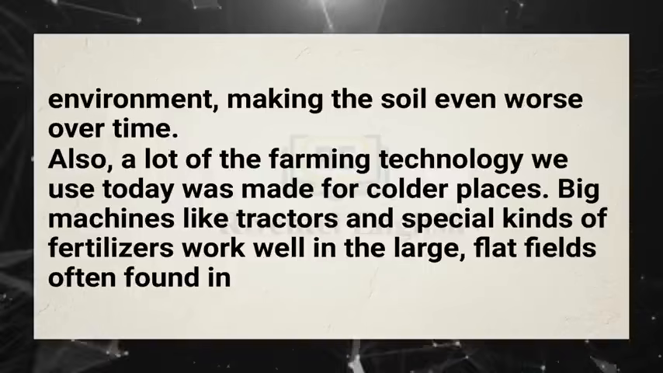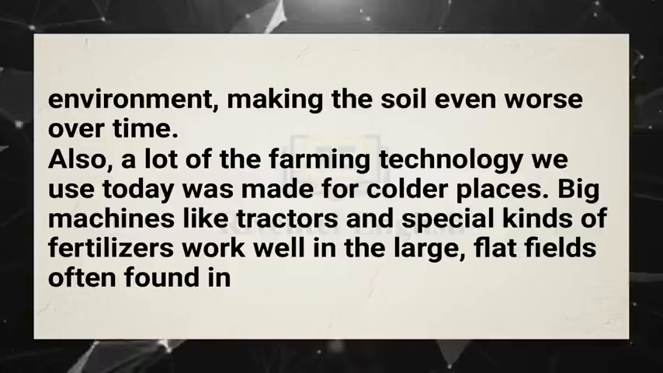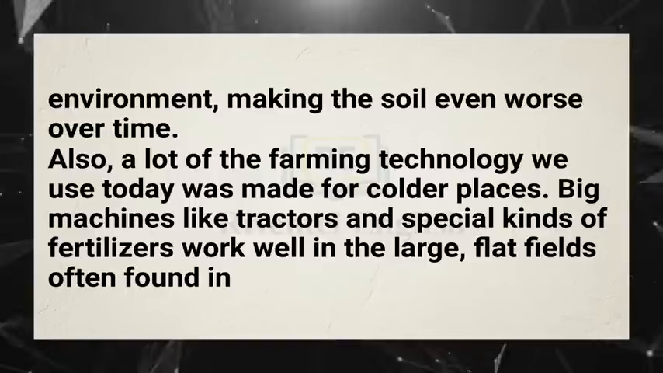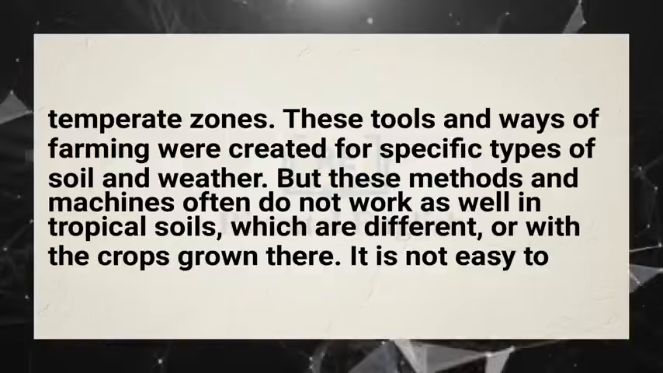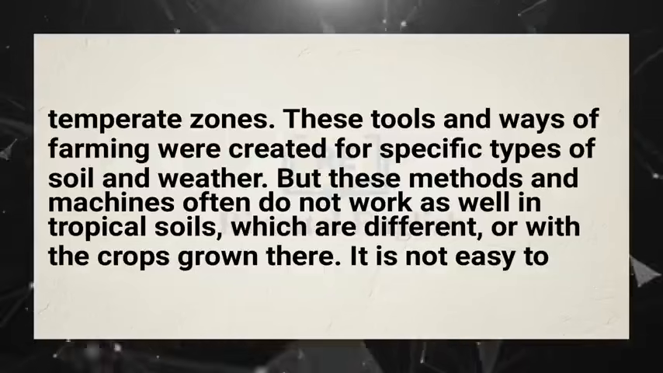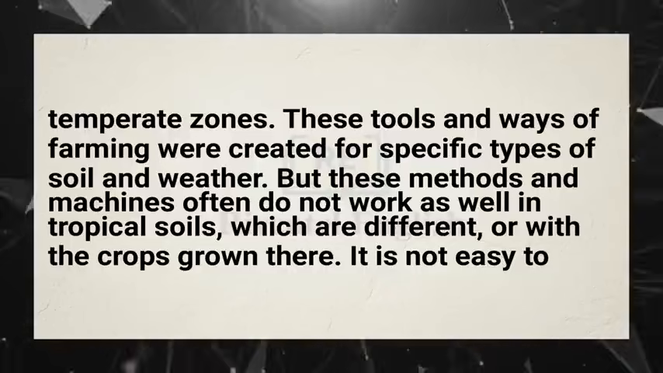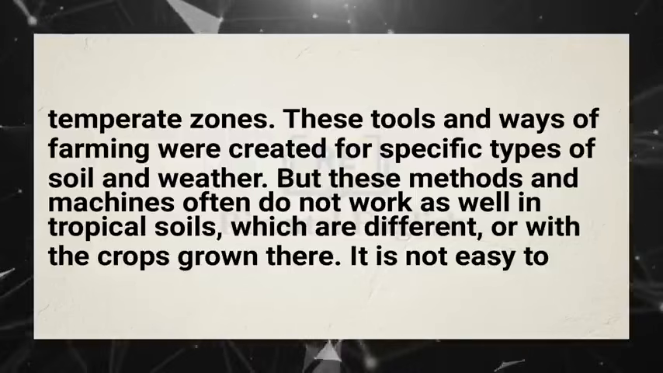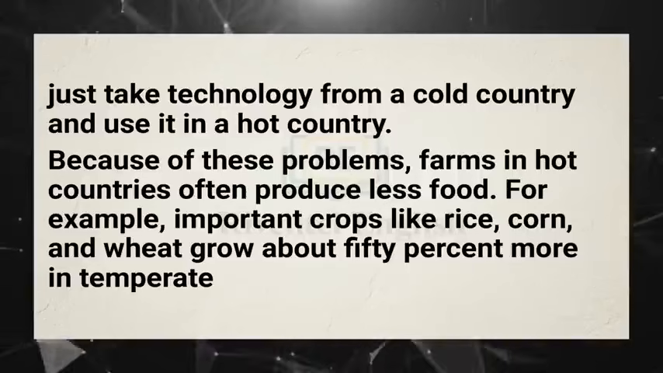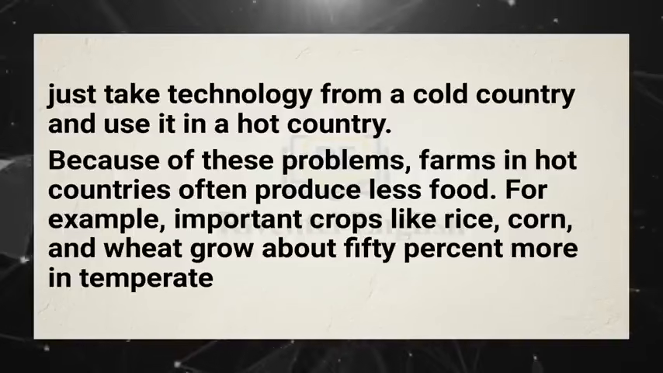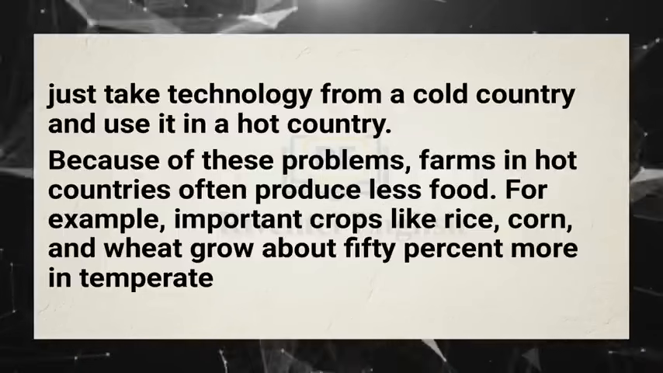Also, a lot of the farming technology we use today was made for colder places. Big machines like tractors and special kinds of fertilizers work well in the large, flat fields often found in temperate zones. These tools and ways of farming were created for specific types of soil and weather. But these methods and machines often do not work as well in tropical soils, which are different, or with the crops grown there. It is not easy to just take technology from a cold country and use it in a hot country. Because of these problems, farms in hot countries often produce less food.